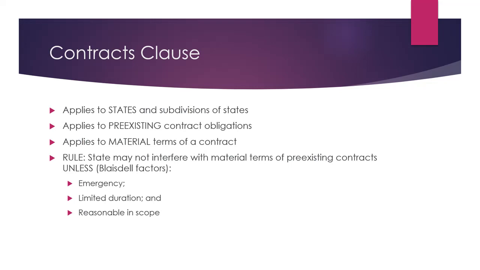Okay. The second element you need for a contracts clause violation to happen would be for states interfering in pre-existing contracts. So let's be clear about this, right? States are allowed to regulate prospectively, right, and regulate how contracts are going to be formed in that state from now on.